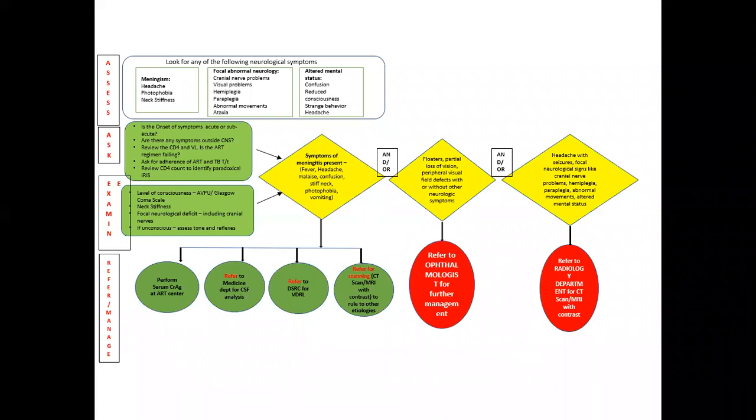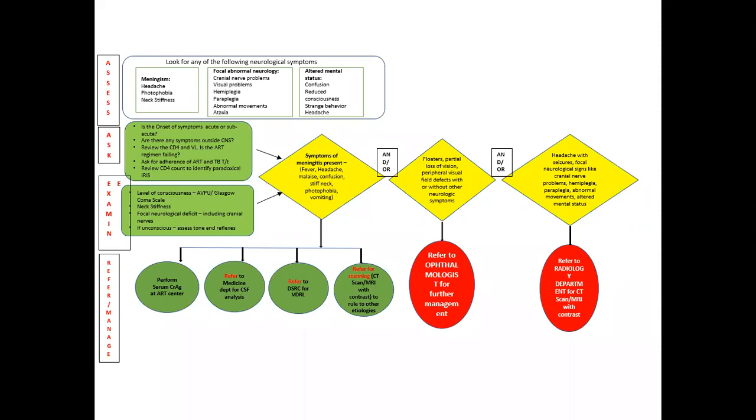When you look at the symptoms of meningitis, somebody presenting with fever, headache, malaise, confusion, stiff neck, photophobia, or vomiting, we are talking about all the possible causes of meningitis here. Definitely one has to see the acuteness of symptoms, and whether there is any other symptom outside the CNS. You have to look at the CD4 count and viral load, ask about adherence, and review the CD4 count to identify paradoxical IRIS in terms of the relation of symptoms. Then you need to examine: look at the level of consciousness, neck stiffness, specific cranial nerves, check for focal neurological deficits, and assess the tone and reflexes if the patient is unconscious.